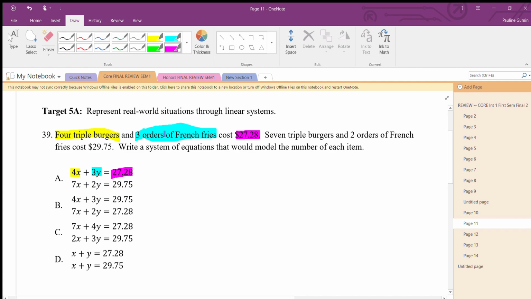Well, let's take a look at that second equation. It says 7x, so 7 burgers, 2y, 2 fries, equals $29.75. Perfect. Letter A is our answer.